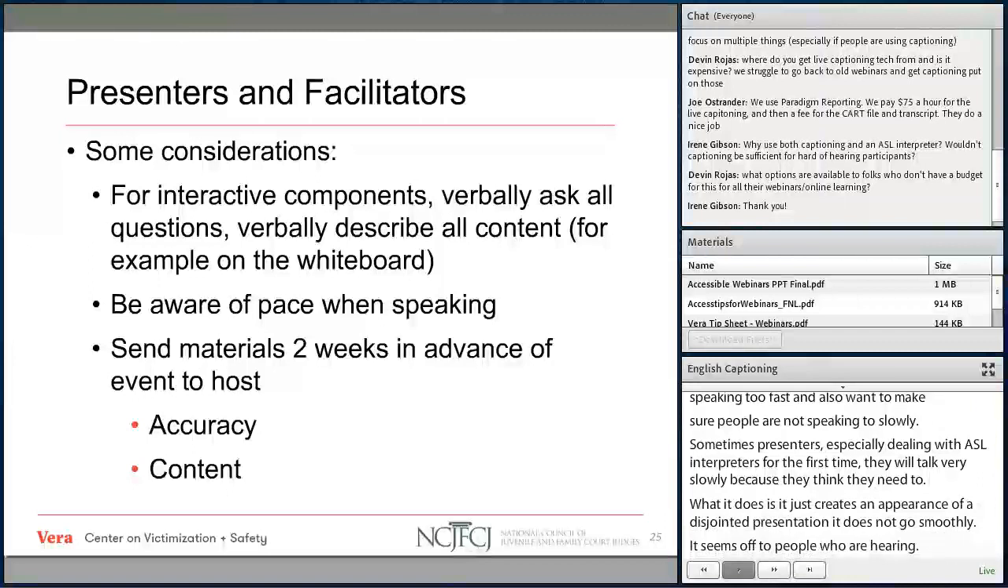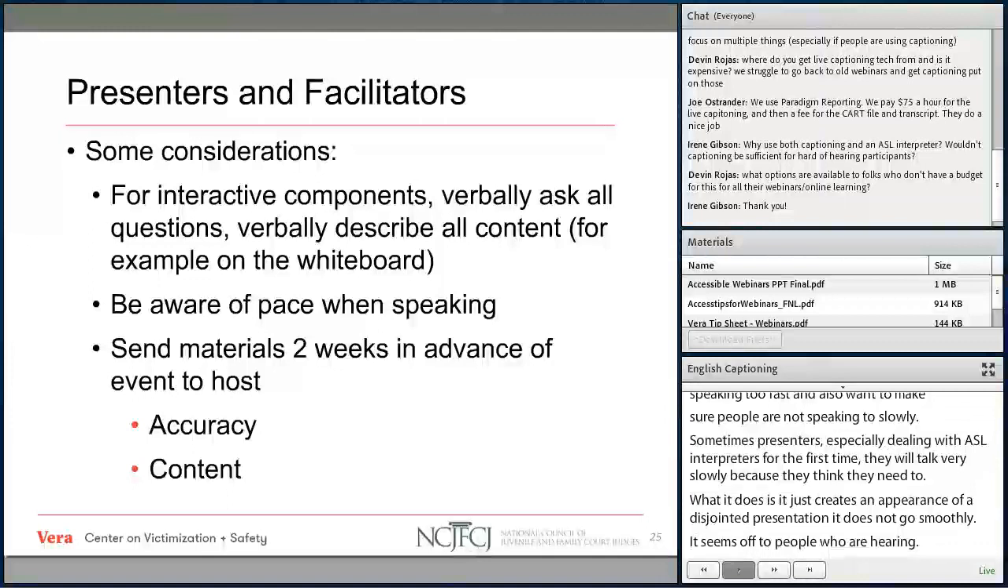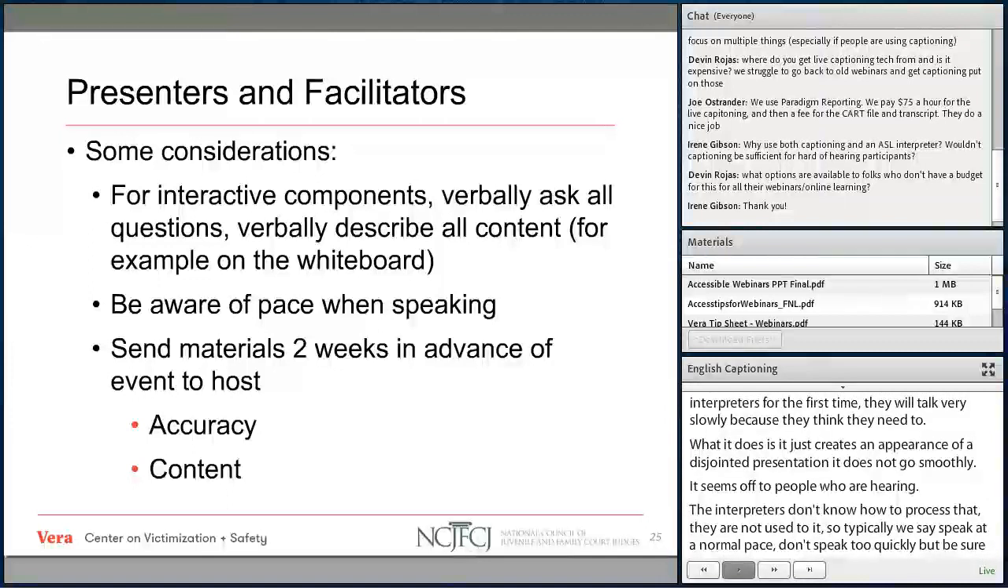So typically we just say, speak at a normal pace. Don't speak too quickly, but make sure you're not slowly speaking just because you're worried about the interpreter keeping up. The interpreters are trained and they can keep up. The captioners are trained. So just speak at a normal pace.